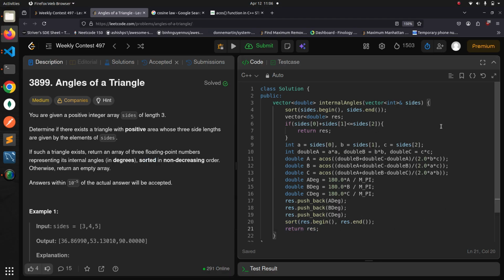So the time complexity will be big O of one because we are not using any loop, and the space complexity will also be big O of one. We can say it's constant because the result is only of size 3.